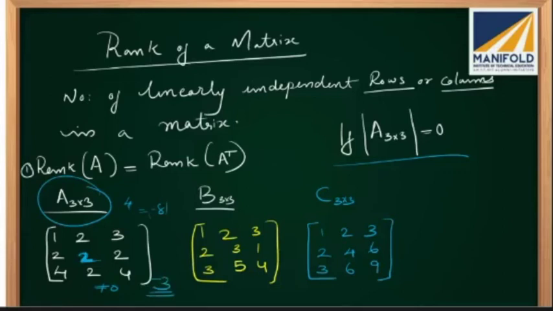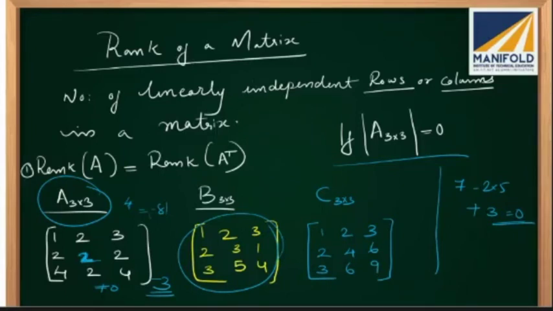Now consider the second matrix. What is the determinant here? The determinant here is 1 into 12 minus 5, which is 7, right? Minus 2 into 8 minus 3, minus 2 into 5, plus 3 into 10 minus 9, which is 1, so plus 3. So 7 plus 3 minus 10, that is 0. So the determinant of this particular matrix is 0, which implies at least one row is linearly dependent on the other two.